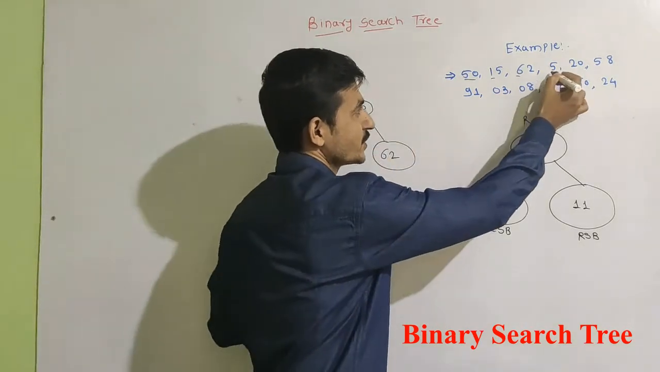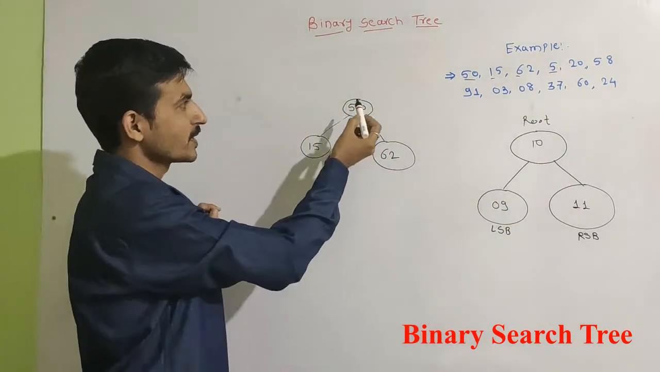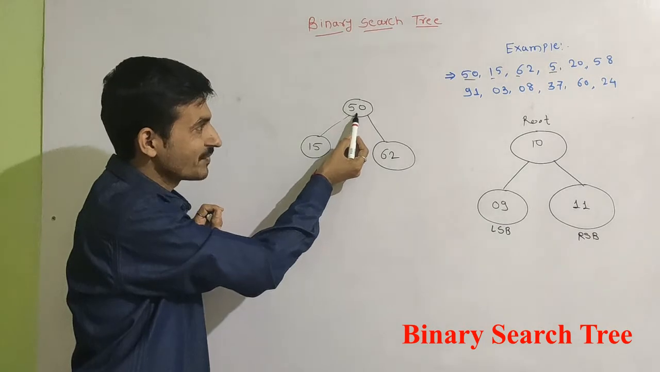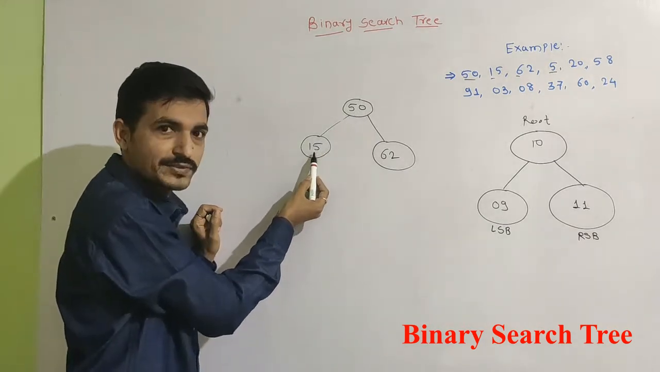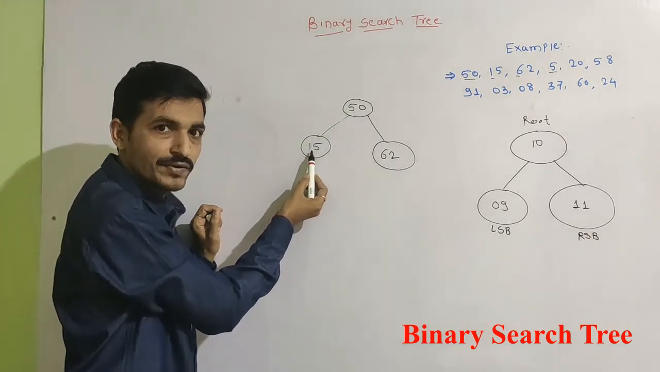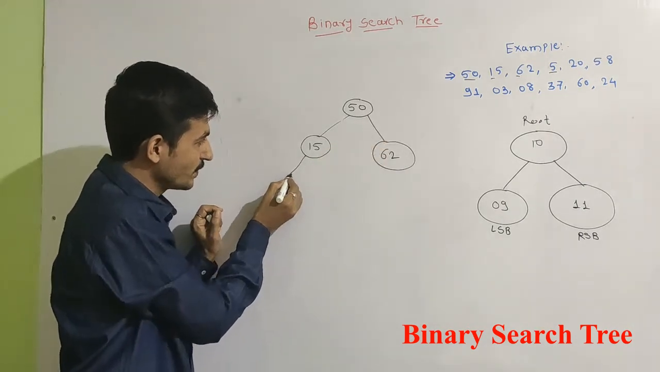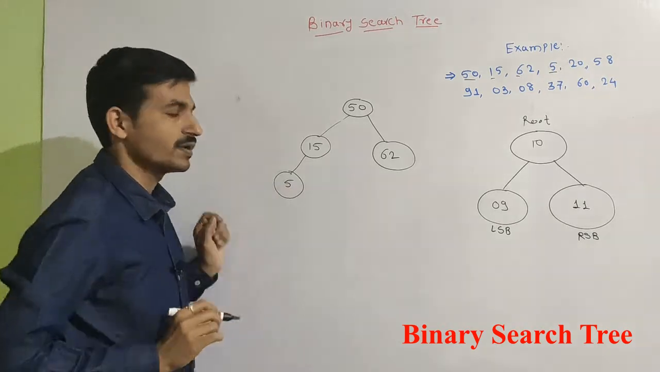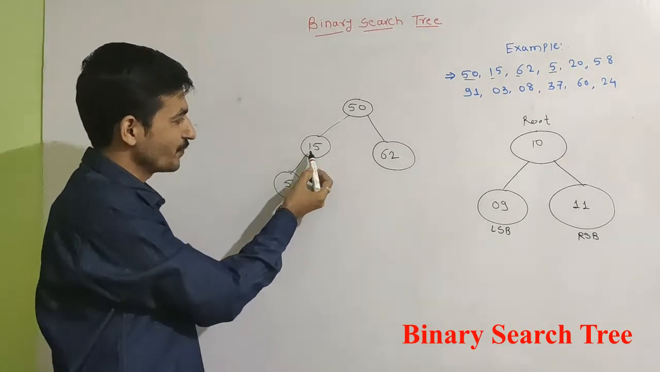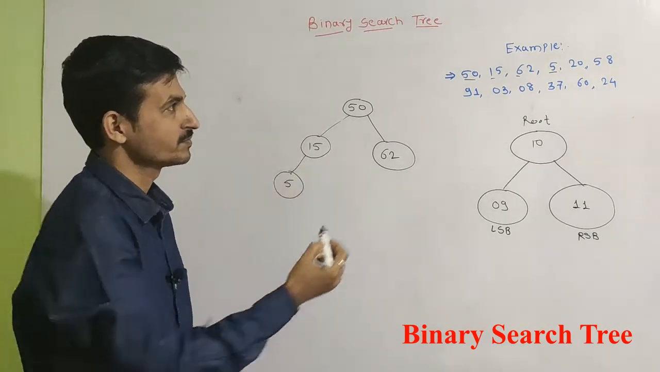Coming to the next element, which is 5. It will be compared with the root element. It is less than 50, so it will be in the left sub branch. Again it is compared with the parent node 15. It is again less than 15, so it will be inserted in the left sub branch. So now 5 will be inserted after 15.